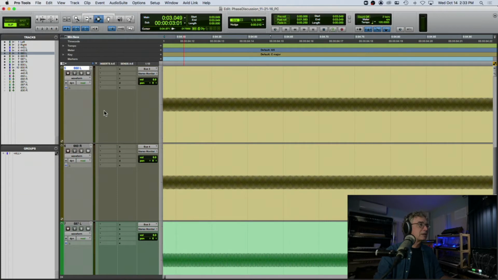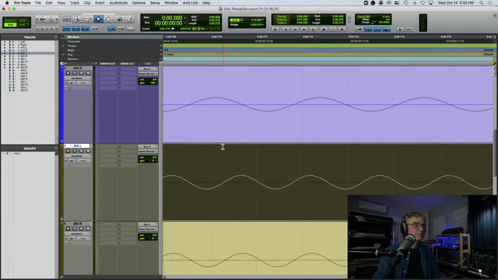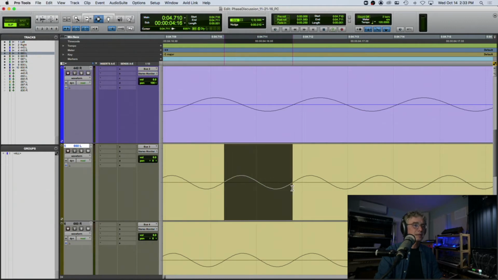Right. Okay. So let's take a look at this one and this one. So this is 660 and this is 440. Right? So you can see that from here to here is one cycle.